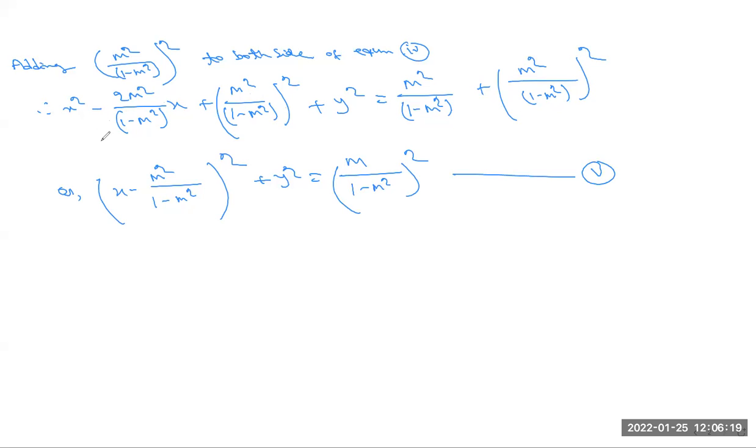Here x square minus 2 into a into b and b square, so we can write it as (a minus b) whole square. This three-part expression is the formula of (a minus b) whole square. Then y square, and you have to calculate this one also, you have to multiply this.